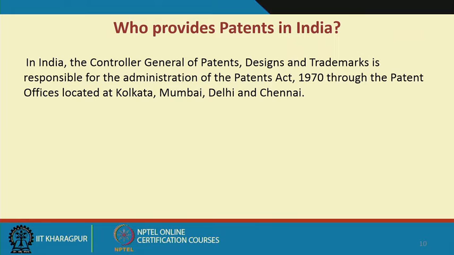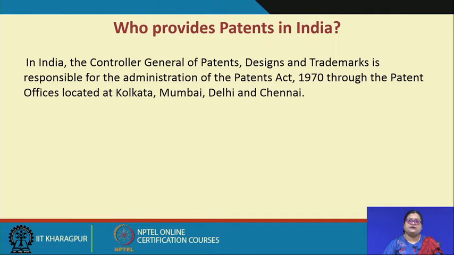We will discuss who grants patents in India. In India, the Controller General of Patents, Designs and Trademarks is responsible for the administration of the Patents Act 1970 through the patent offices located at Kolkata, Mumbai, Delhi and Chennai. So, the Controller General of Patents, through these four nodal locations, is responsible for the administration of the Patents Act 1970.